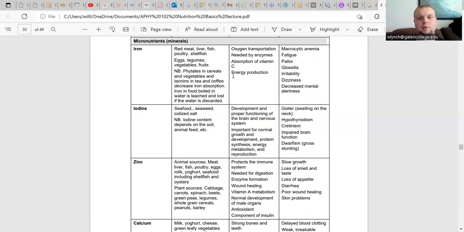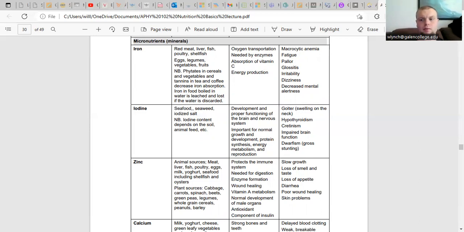Iodine is going to be important in thyroid hormone synthesis. So for growth and development it is very important: protein synthesis, energy metabolism, and development of a properly functioning brain and nervous system. Find iodine in things like seafood, seaweed, and also in iodized salt. Most of the salt that we have now is iodized.